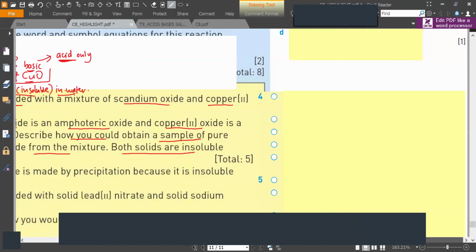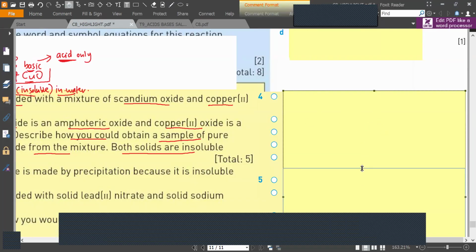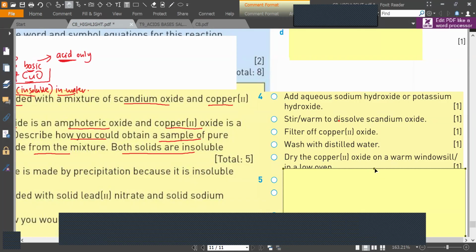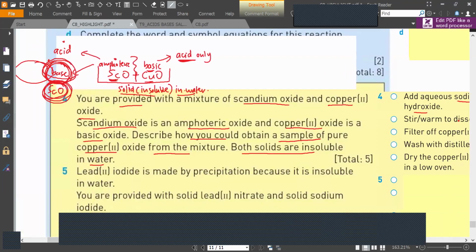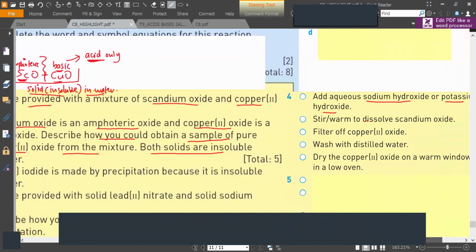So we will look at the answer. What do we do? We will add sodium hydroxide or potassium hydroxide. So we react with base. Stir and warm, the scandium oxide will react. Now we can filter to collect the copper oxide.